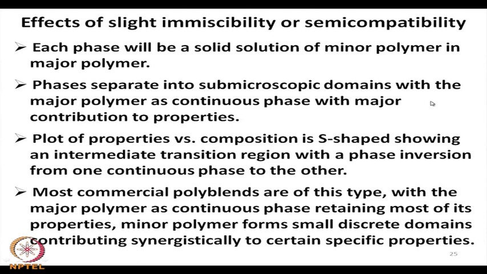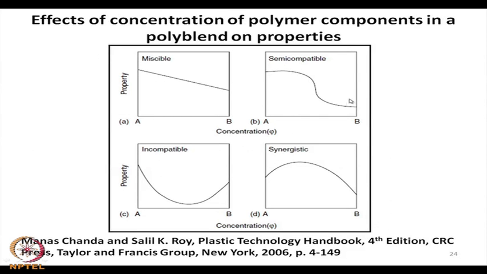It may resemble a filled polymer system, where the filler particles remain dispersed in a continuous matrix. Here, in the major continuous phase of the major polymer, there may be submicroscopic domains of the smaller component, and this continuous phase provides the major contribution to the properties. The plot of properties versus composition in this case is an S-shaped curve, as you see from the curve.